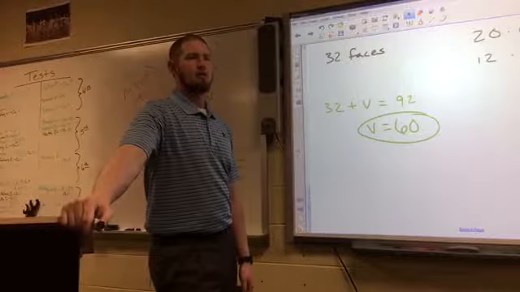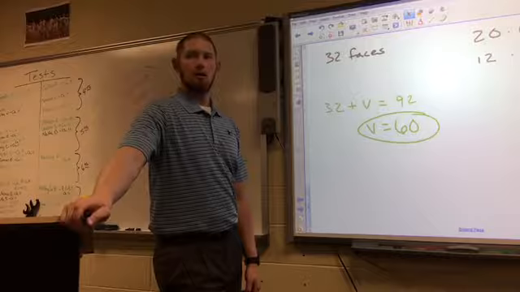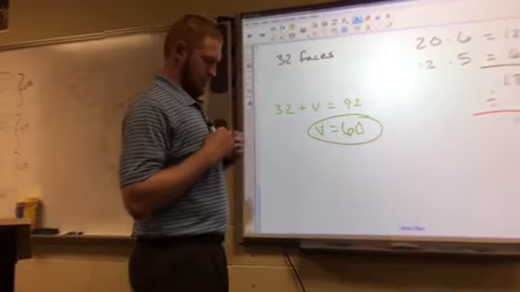Okay, what makes a polyhedron? Polygon. It's made up of polygons. It has to be made up of polygons to be a polyhedron.